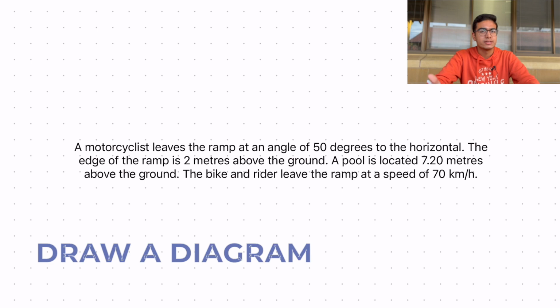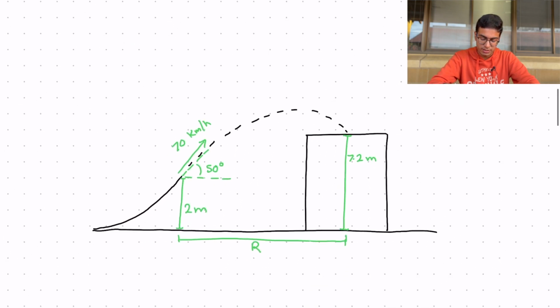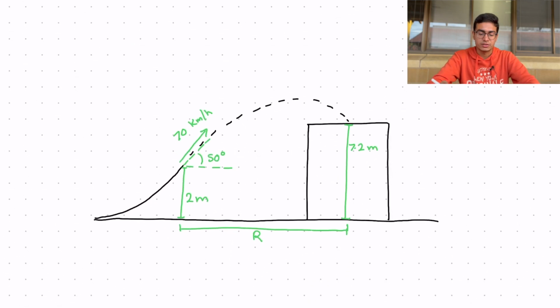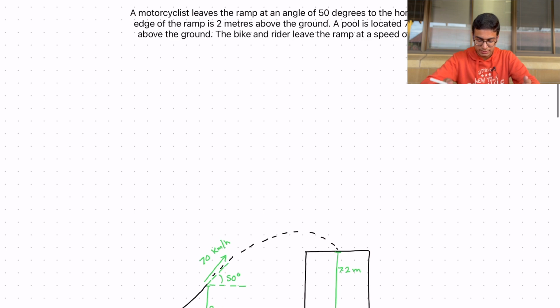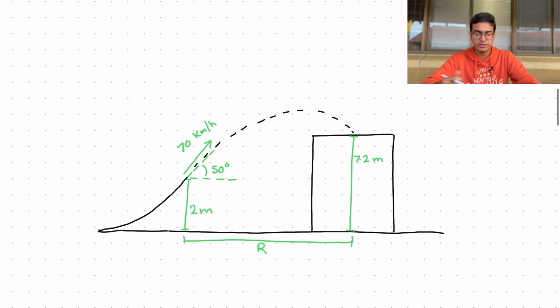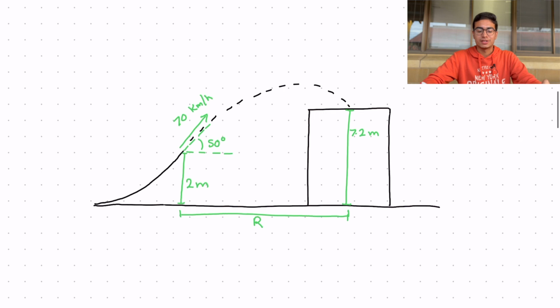to draw a diagram. So here's the diagram that relates to the information we're provided. We can instantly see that this is much easier to look at and much simpler, and we can easily see what is going on. If you relate it to the information, you can see that the rider leaves the ramp at 50 degrees to the horizontal, the ramp is 2 meters above the ground, a pool is located 7.2 meters, and the rider leaves at 70 kilometers per hour. So there's a simple diagram. Now let's look at the first question.